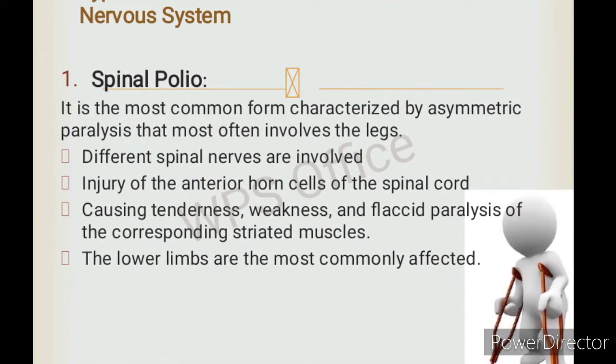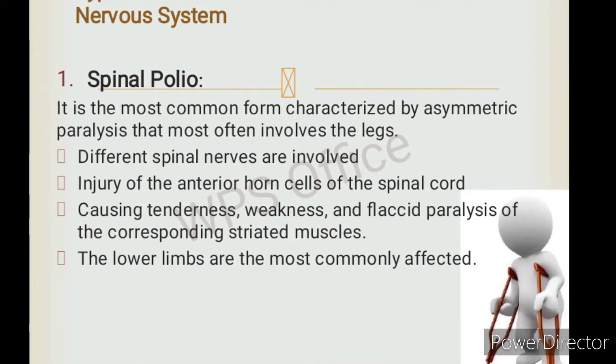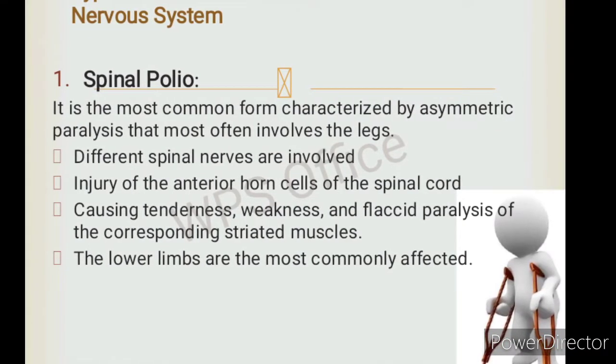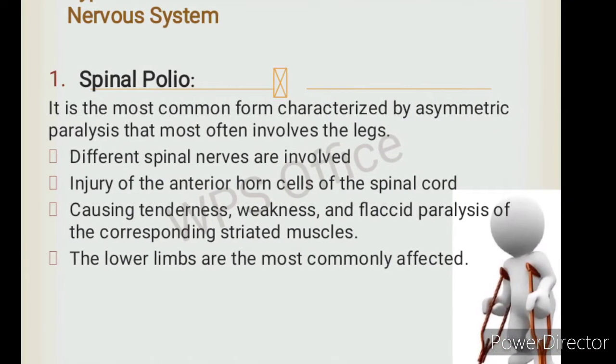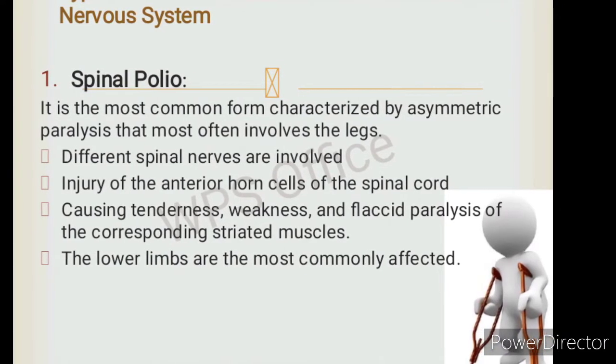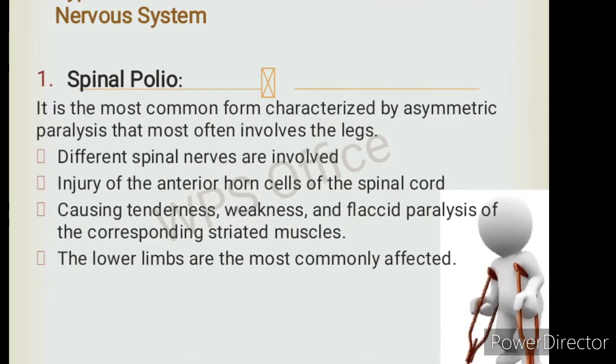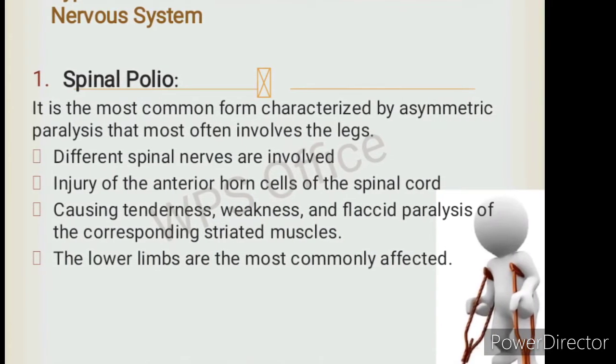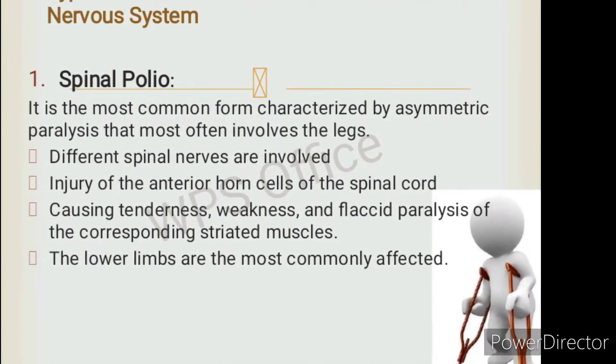Here, different spinal nerves are involved, and injury to the anterior horn cells of the spinal cord will be there. The lower limbs are most commonly affected, and the common signs and symptoms are tenderness, weakness, then flaccid paralysis.